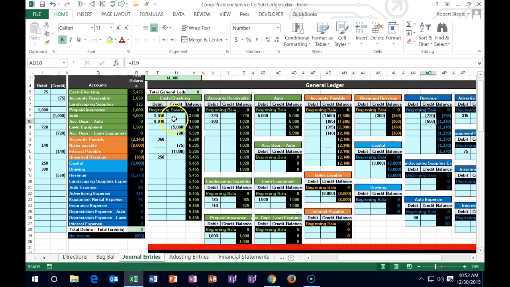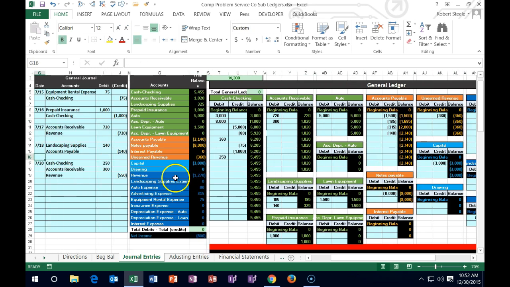So at the end of the day, we have J19 in this cell, which is the negative 550, bringing the revenue up from 720 to 1,270. And what happened in net income? It went up by that 550. Revenue minus the expenses means that revenue is winning by 800. That's net income at this time.